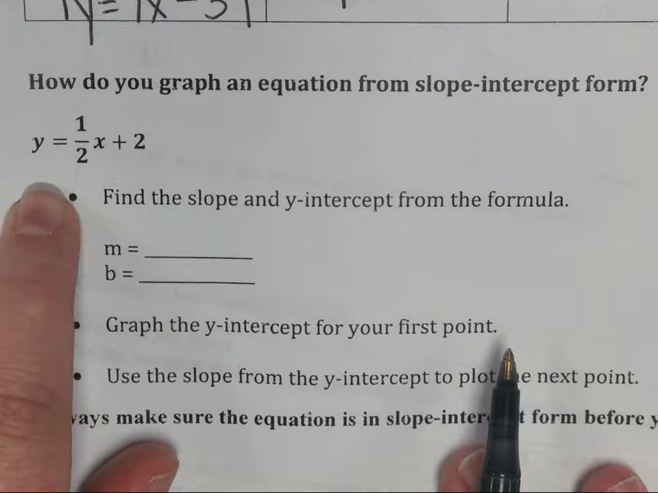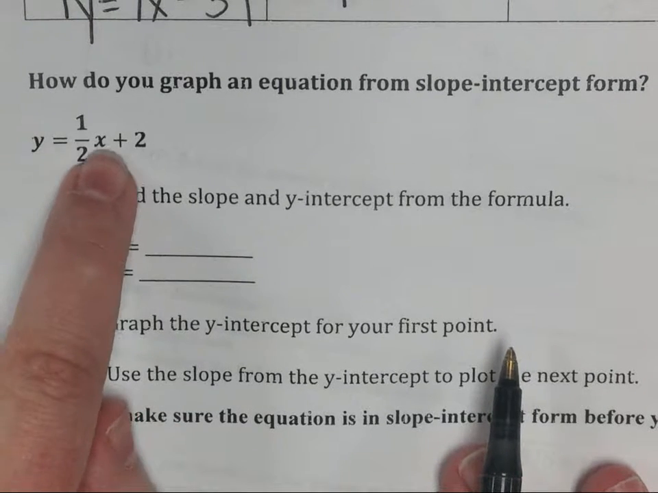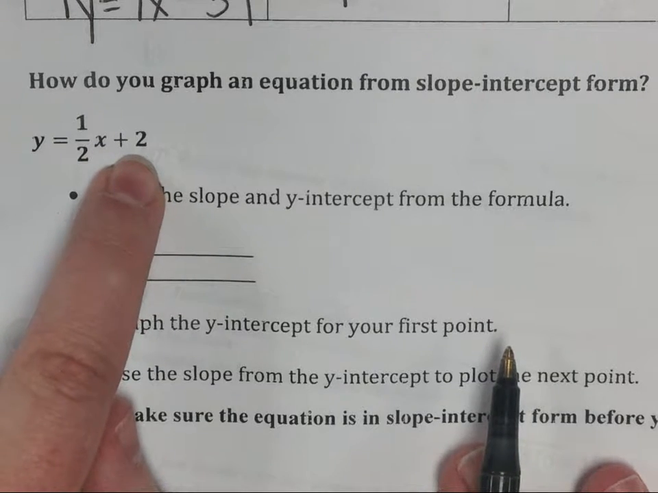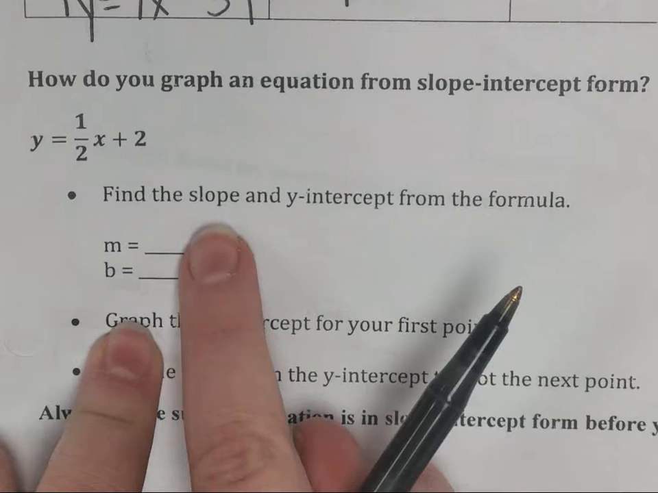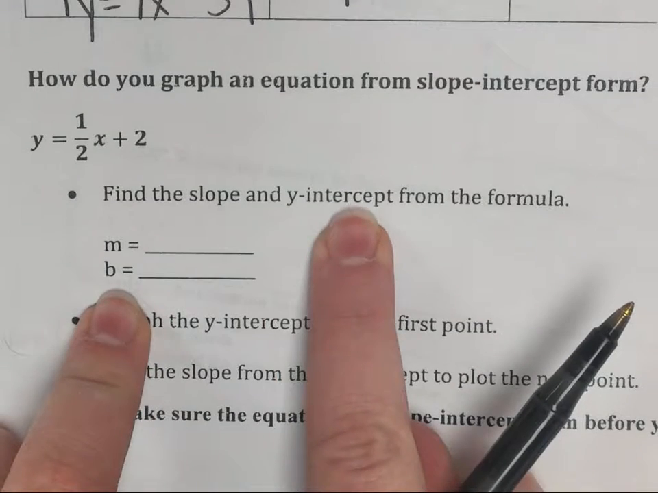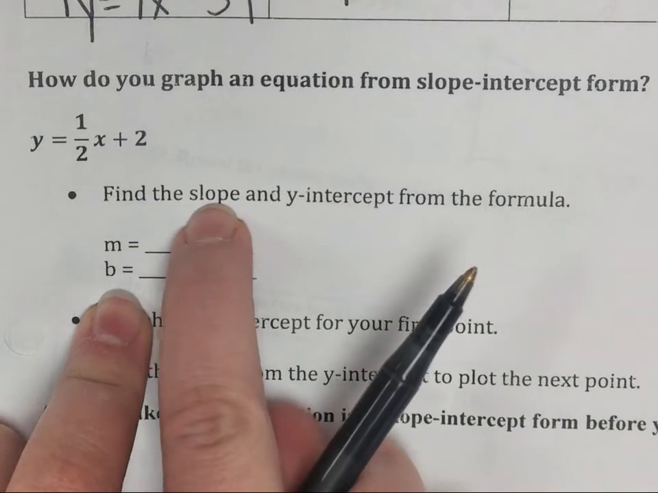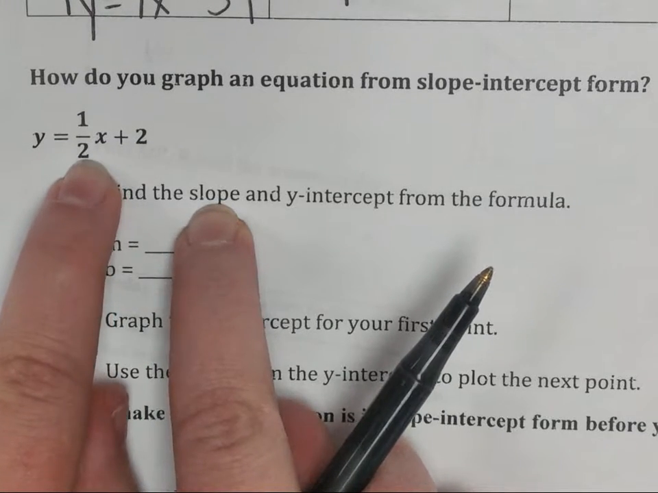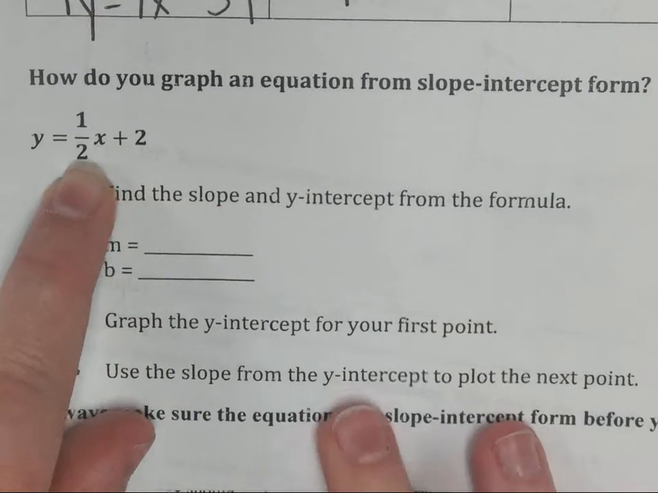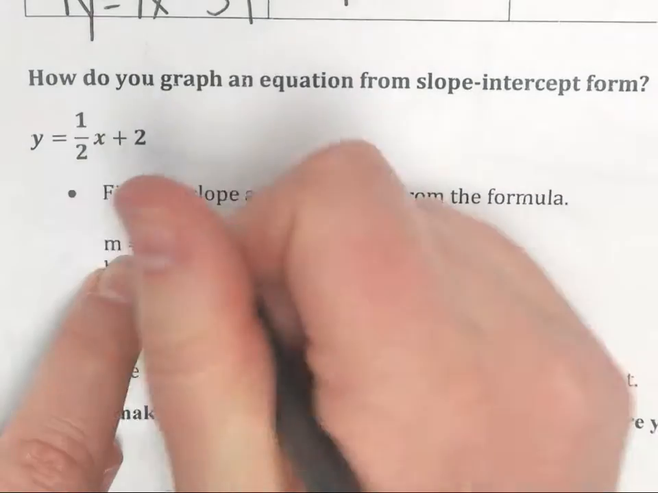Yes, because y is by itself. We have a number attached to x, and we have this number here in the back. So before we can graph this, we've got to identify our slope and our y-intercept. Our slope is always attached to which one? X. What's attached to the x? 1/2. So m is equal to 1/2.